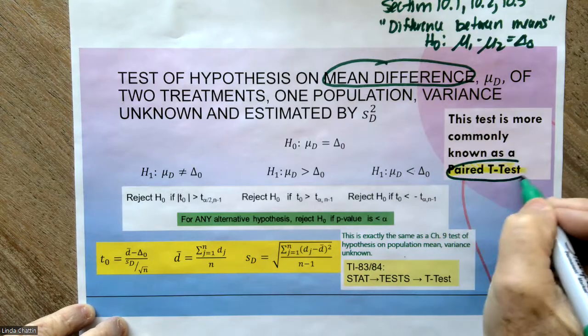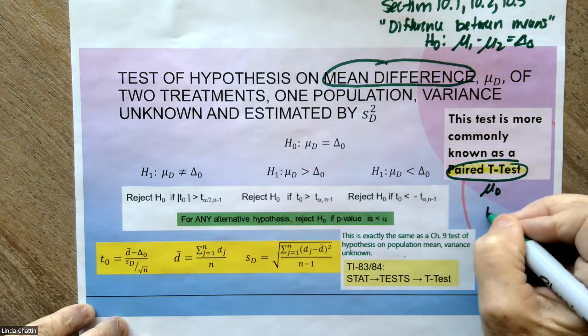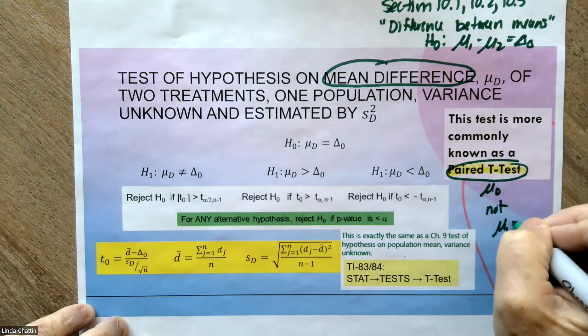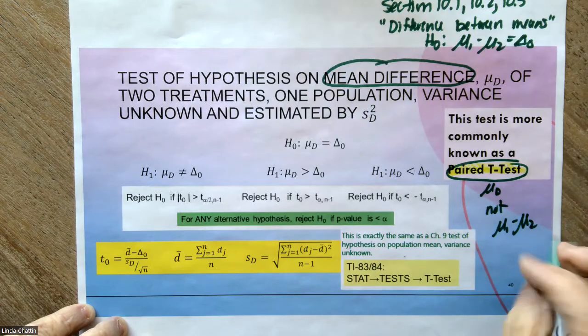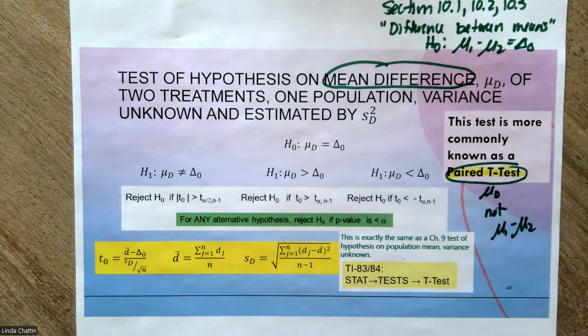A paired t-test is always going to be represented by mu d, not by mu1 minus mu2, although the authors do kind of refer to it this way, but they clarify what they mean by mu1 and mu2. This is super important, and you'll need to be able to recognize the difference between a test on difference between means and a paired t-test or a mean difference. Just a little heads up on that.